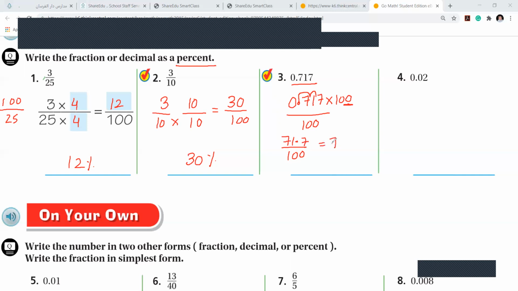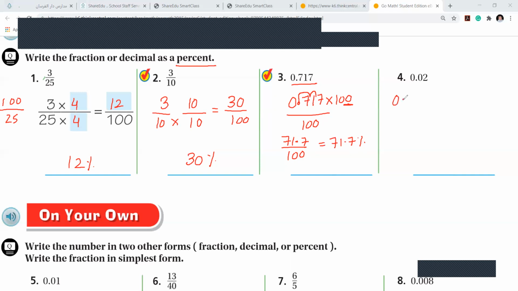So you get 71.7%. I think this one you did not get. Did you get it, Malak? Yeah. What did I do? I divide and multiply by 100 because I need 100 in the denominator. Then when I multiply the numerator by 100, I have to move the point 2 places, 2 numbers. So I got 71.7 over 100, that is 71.7%.